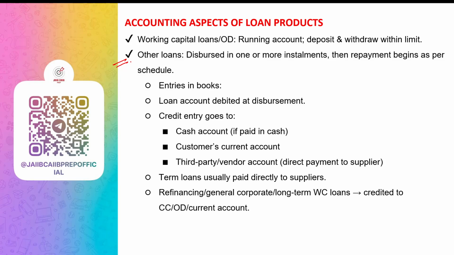Also, there are special rules for term loan. If it is for purchasing goods or services, you have to pay to the supplier directly. And if it's for refinancing, then the money can go to the borrower's current account, cash credit or OD accounts.